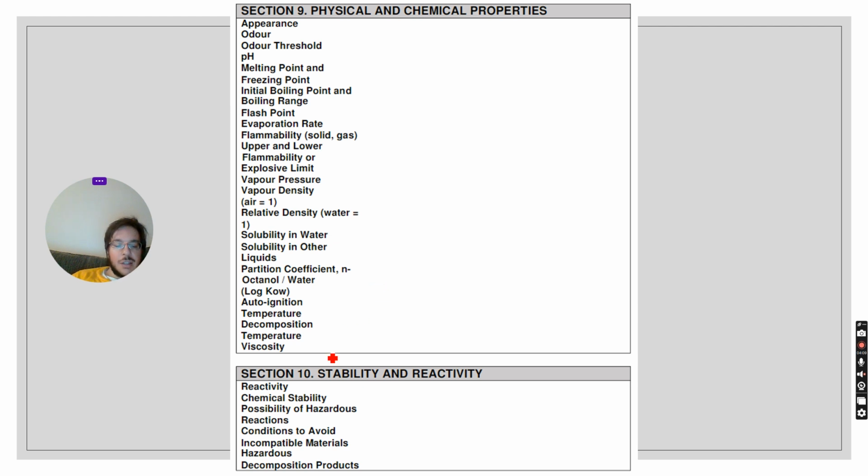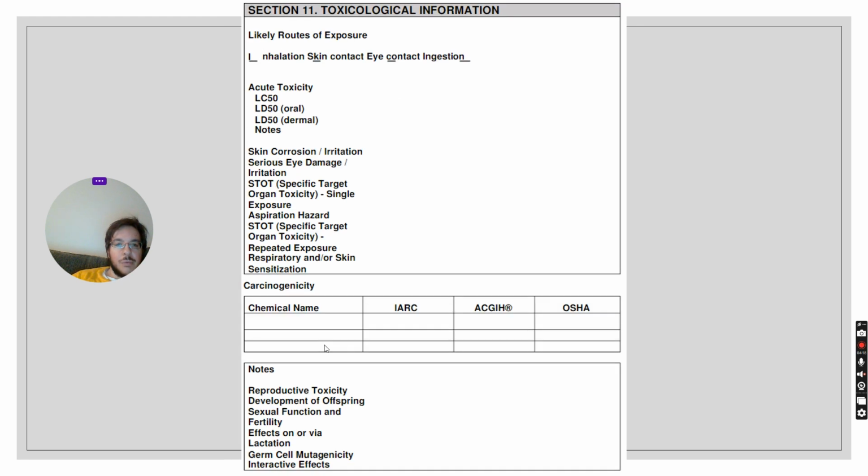And then we can also look at reactivity. So what other chemicals does it react with? What other chemicals to avoid? What does it decompose to? And then we look at toxicology. So does it get in through inhalation, skin contact, eye contact, or ingestion? And we call this, so acute toxicity, we call this a lethal dose 50, or LD50. So LD50.